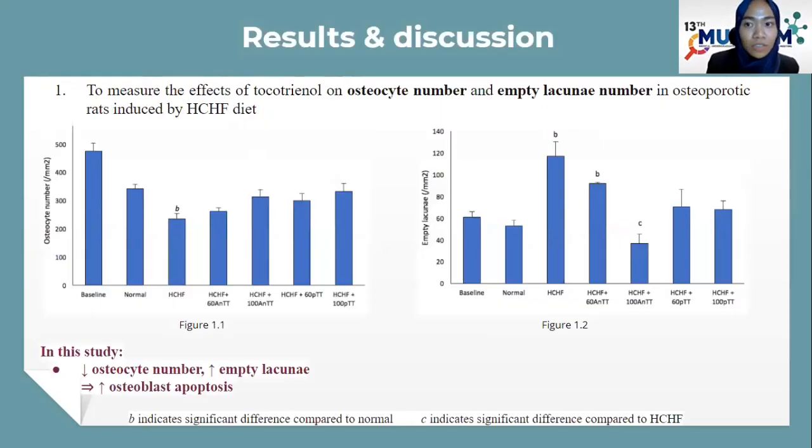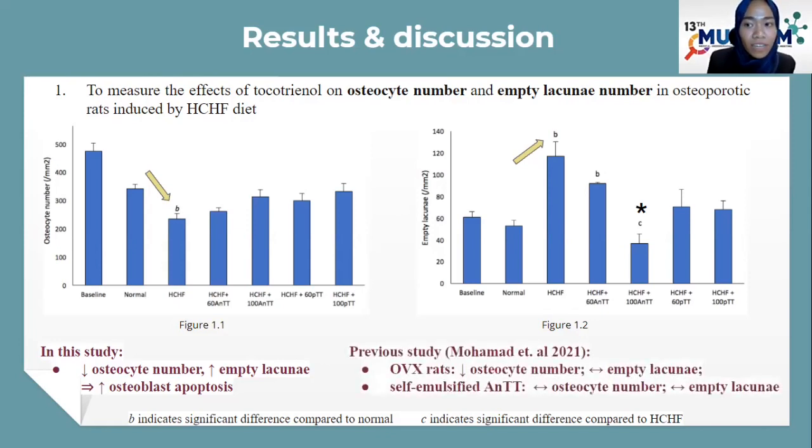The first objective is to measure the effect of tocotrienol on osteocyte number and empty lacuna in the osteoporotic rats induced by HCHF diet. In this study, we found that the HCHF rats had significantly lower osteocyte number, as you can see in figure 1.1, compared to the normal rats. HCHF rats had significantly higher empty lacuna number, as you can see in figure 1.2, compared to normal rats. We also found that treatment with 100 mg per kg annatto tocotrienol was able to significantly reduce the empty lacuna in the HCHF animals compared to the vehicle-treated HCHF animals, as you can see in C.